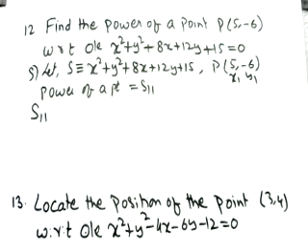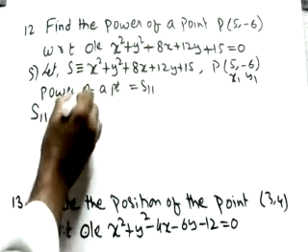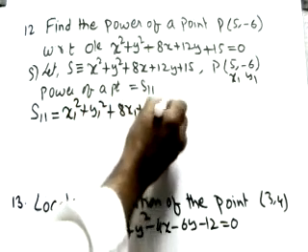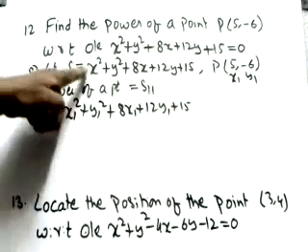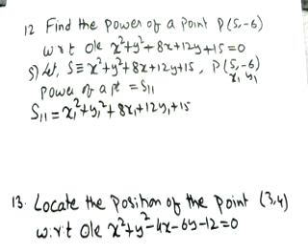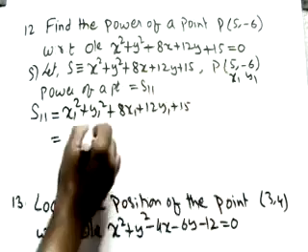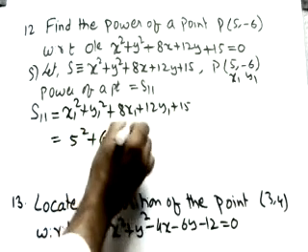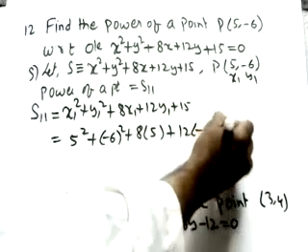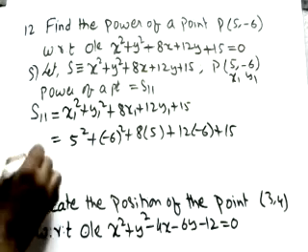What does it mean? In the same equation, in place of x we write x1, in place of y we write y1. So S11 will be x1 square plus y1 square plus 8x1 plus 12y1 plus 15. Okay, now let me substitute the values. x1 is 5, so 5 square, plus y1 is minus 6, so minus 6 square, plus 8 into 5 plus 12 into minus 6 plus 15. So let me solve this one.